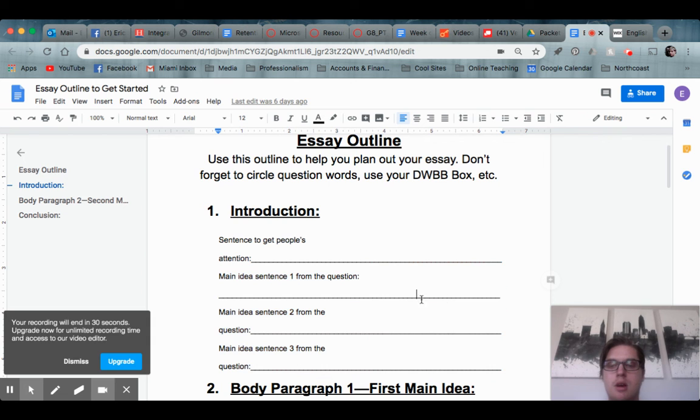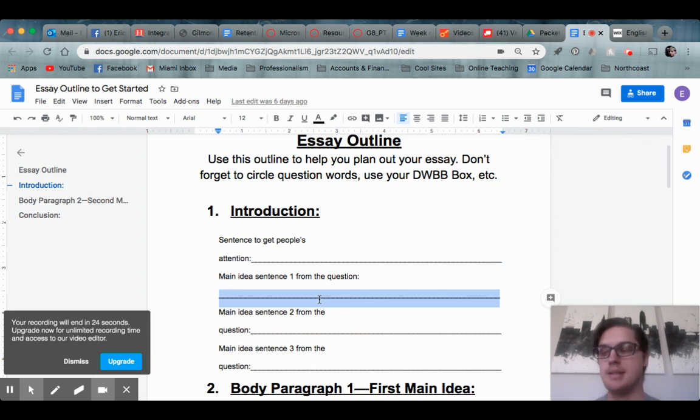So I know that on this line, I'm going to have to come up with a main idea sentence that answers this question. So in that first sentence, I might say something like, the future food that this article is discussing is growing meat in a lab. Okay, that might be my first sentence.